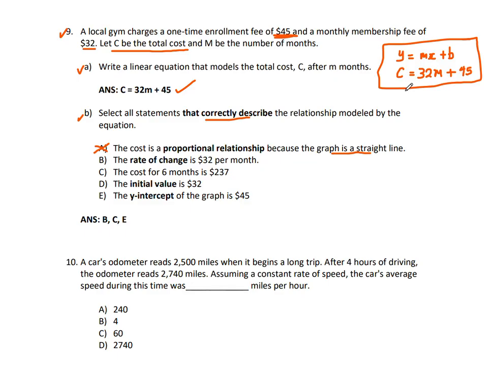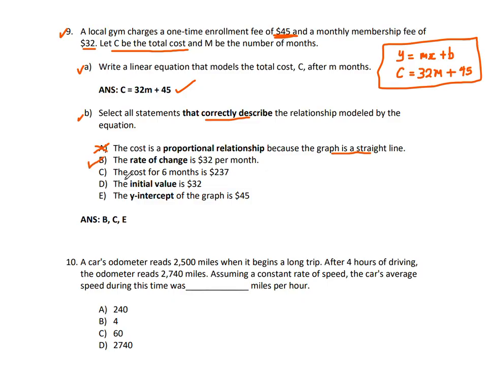If the equation had just said C equals 32M in a situation where there would be no one-time cost, then it would be a proportional relationship. So the relationship would be proportional when the constant value is basically 0. When the B value is 0, then that would be indicative of a proportional relationship. But this is not proportional because B is not 0, so A is out of it. The rate of change, as I said before, is 32 per month, so that's B.